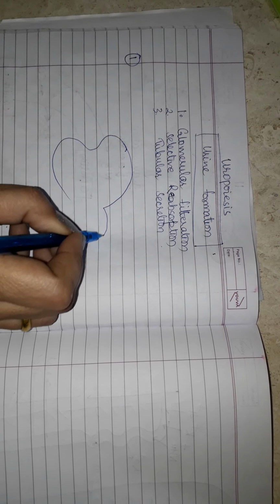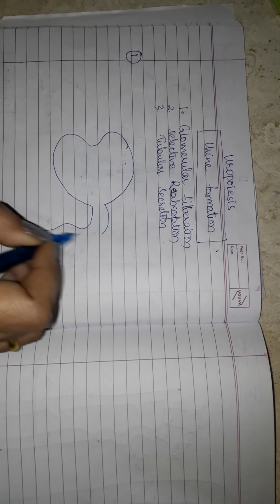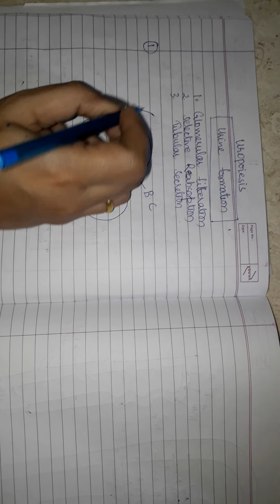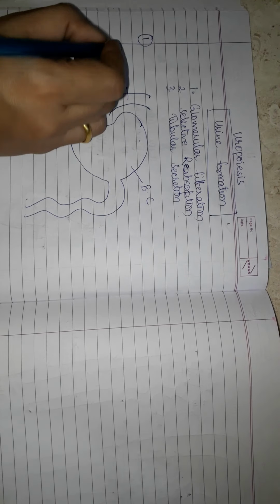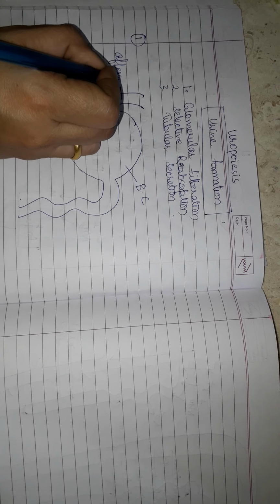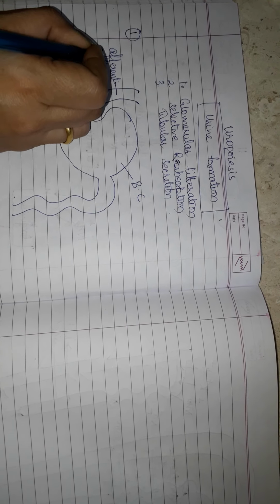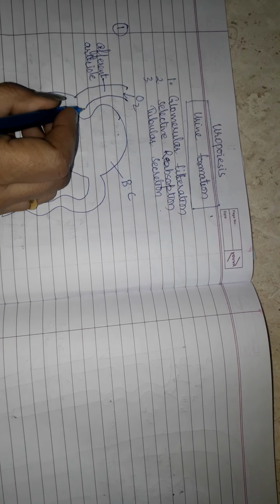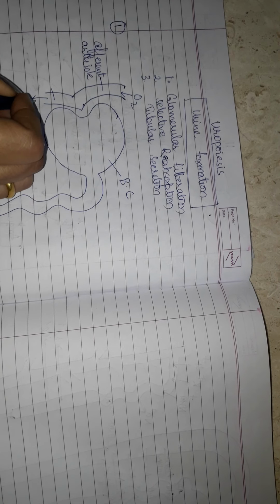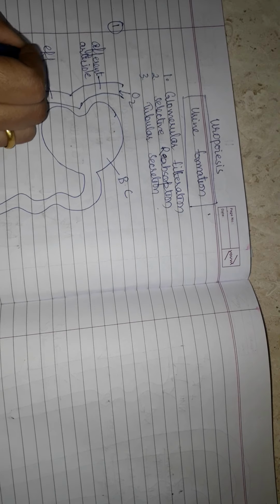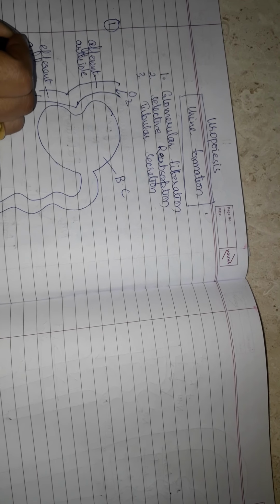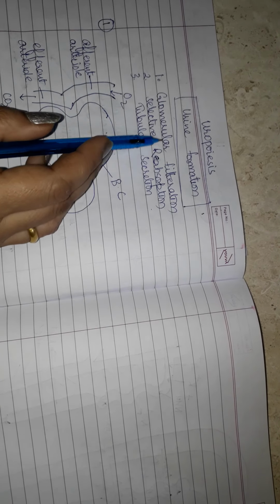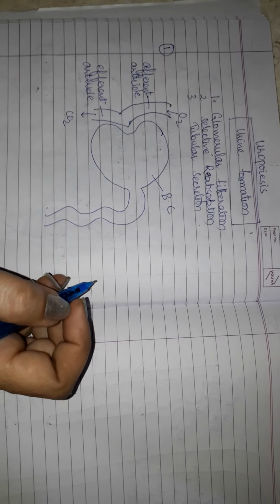The first part of the nephron consists of the Bowman's capsule. The blood vessel which is bringing in oxygenated blood is the afferent arteriole, and the blood vessel which is taking out the deoxygenated blood is called the efferent arteriole. And we know that afferent arteriole plus efferent arteriole are called glomerulus. And this is the Bowman's capsule.